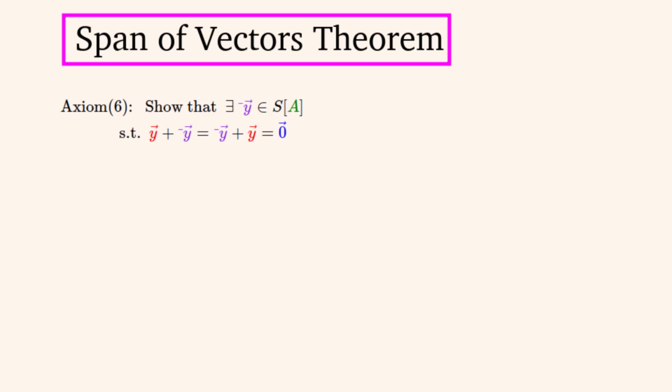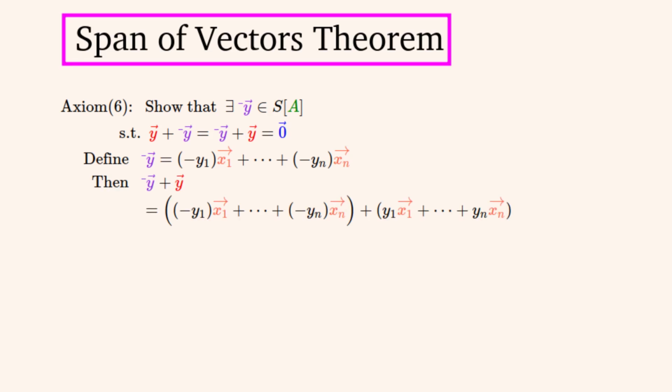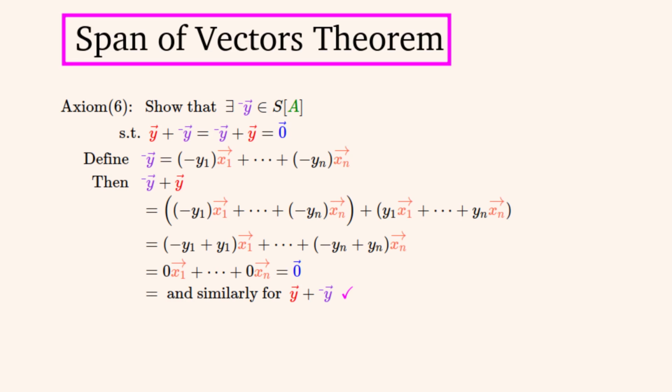Now to prove axiom 6, that there's a negative for each member of this set. Adding a negative to its positive gives 0. We'll define the negative to be this, and show that it's a negative for this vector. This will be enough to prove this axiom. So we'll prove that it's a left-hand negative first. We'll expand out this expression. We'll manipulate this expression. Then we'll simplify this expression again. This gives us a vector with all of its coefficients equal to 0. And this is the 0 vector, so we've proven this to be a left-hand negative. And we can similarly show it to be a right-hand negative, thus completing the proof of this axiom.